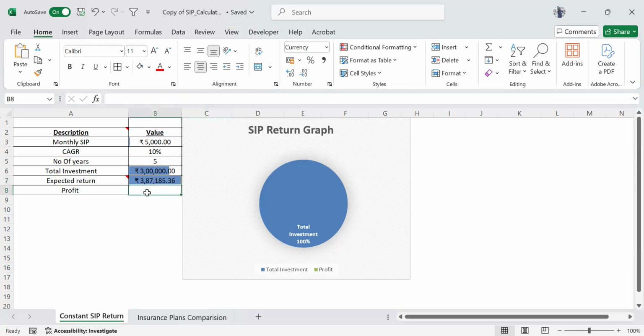So to calculate the profit that you are assuming, this is very simple. You can just start a formula under bracket, take the expected return and subtract it from the total investment, and close the bracket. Here you have the total profit that you can make if you are investing 5,000 rupees at a rate of return of 10% for the next 5 years. So that is 87,185 rupees.